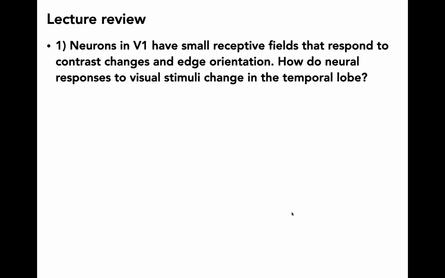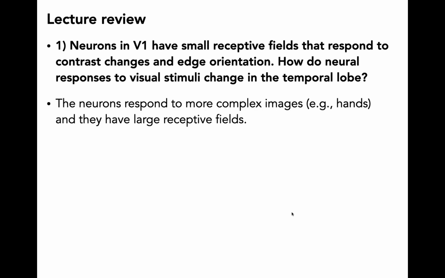Okay, we've come to the lecture review. Question 1. Neurons in V1 have small receptive fields that respond to contrast changes in edge orientation. How do neural responses to visual stimuli change as we move from V1 into the temporal lobe? So, how do neural responses to visual stimuli change as we move from V1 into the temporal lobe? The neurons respond to more complex images, and they have larger receptive fields, so they're excited by bigger patches of retina.